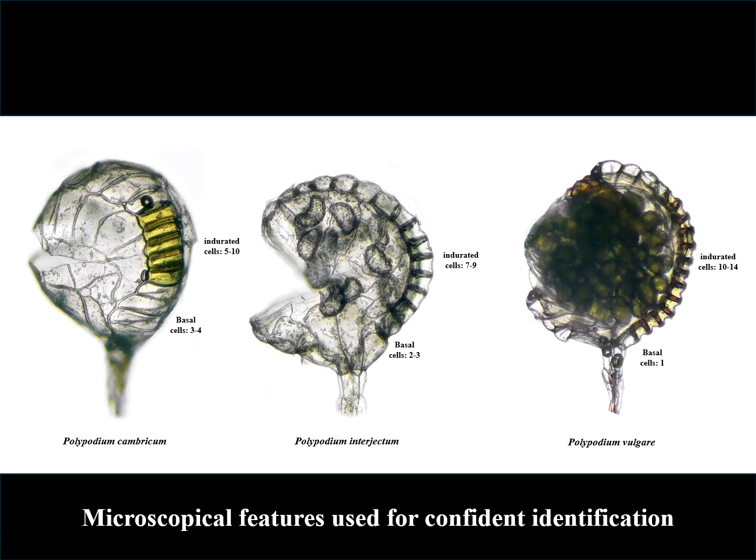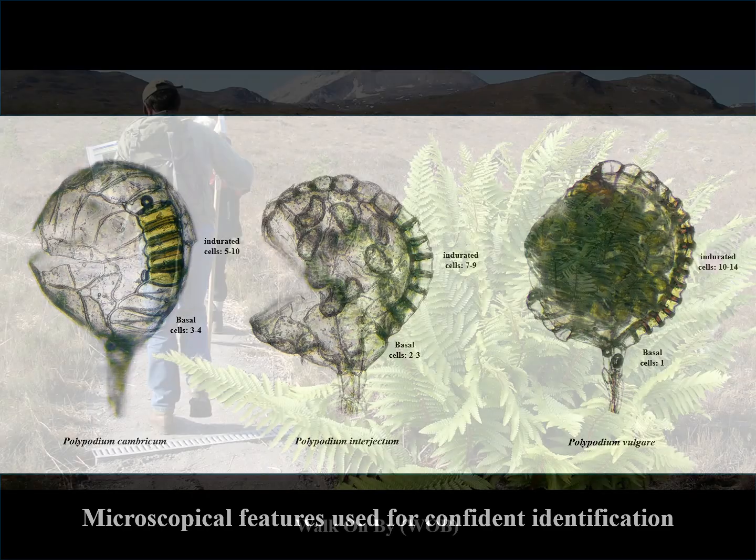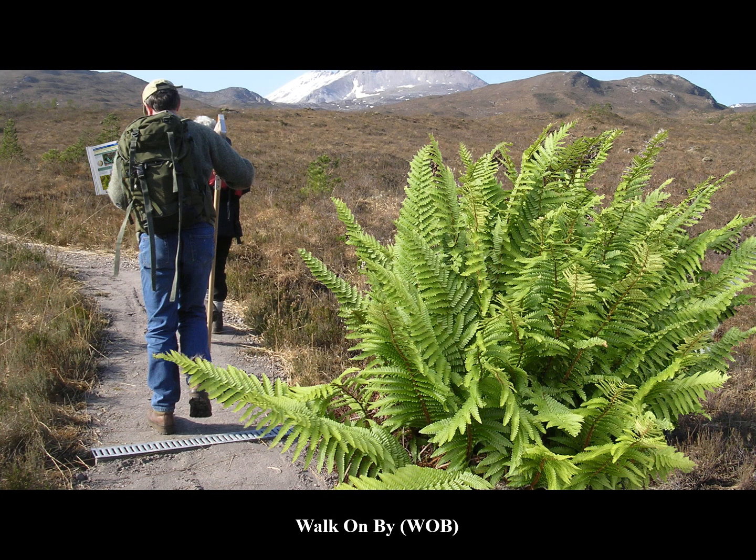The easiest feature to count is the indurated cells, which must be applied to many sporangia to calculate the average, which hopefully will match one of these ranges, as well as your field observations. If you don't get a match, as we have learnt the hard way, the specimen must be designated the tongue-in-cheek taxonomic rank we apply to unidentifiable male ferns, WOB. W-O-B, just walk on by.